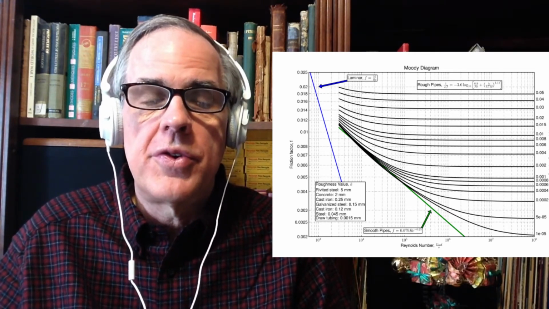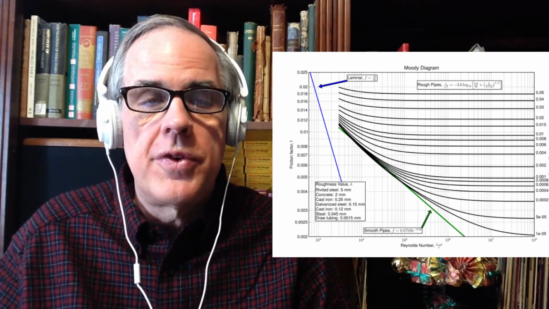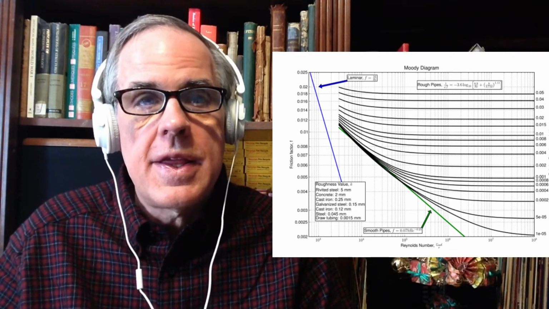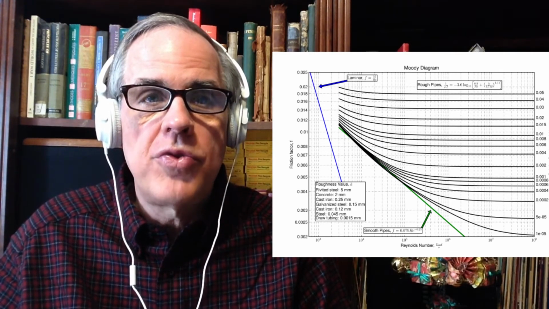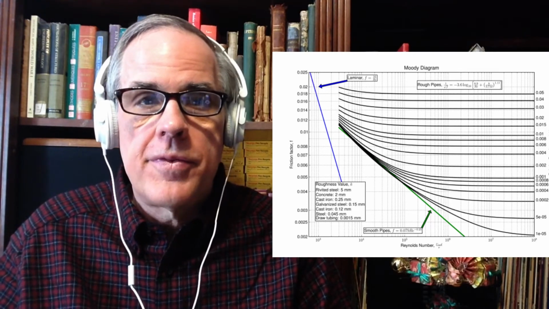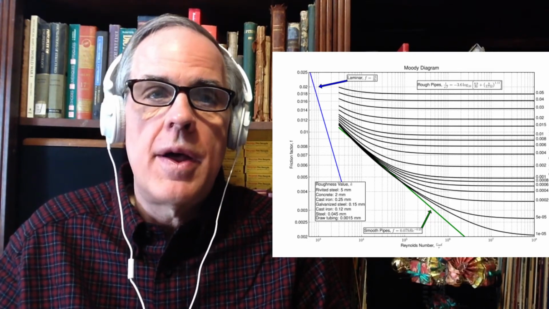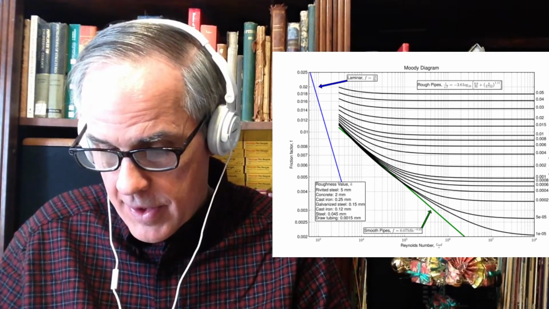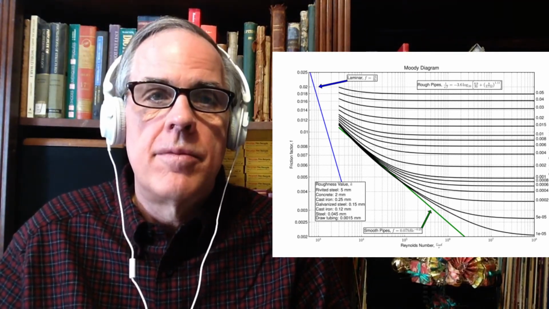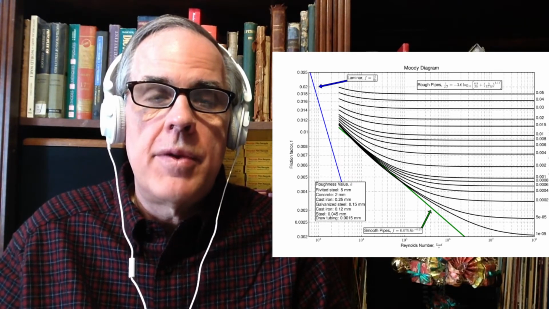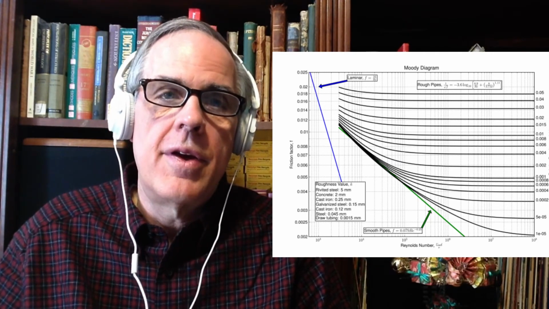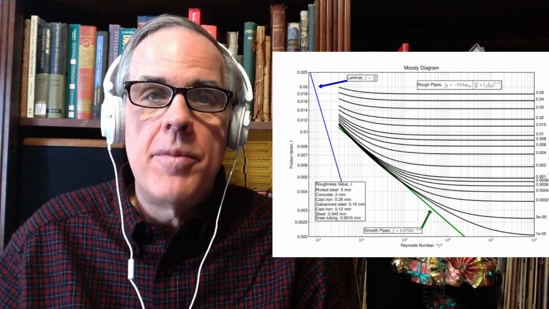Basically this procedure runs like this. First, you determine the relative roughness. Second, you determine the Reynolds number. And using those two, you can determine the head loss using the equation given in the handout. Because you use the first two to determine the friction factor, and from the friction factor you determine the head loss.